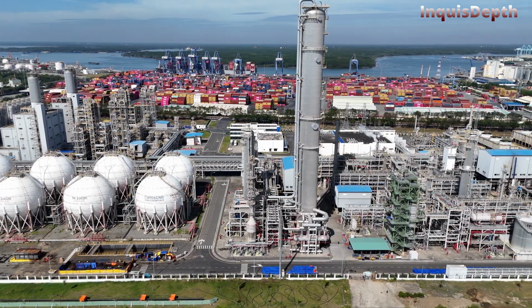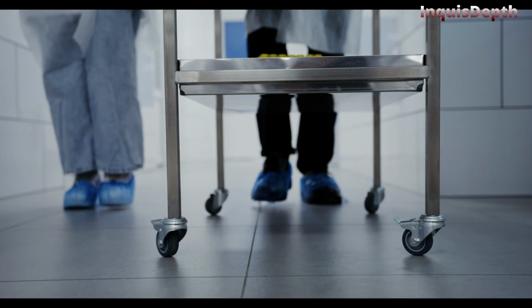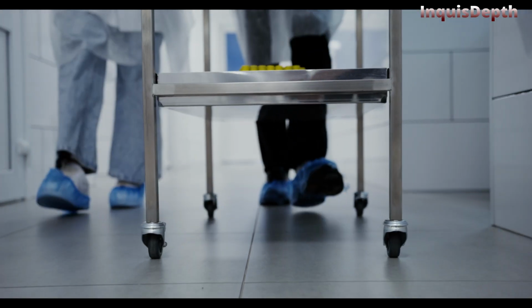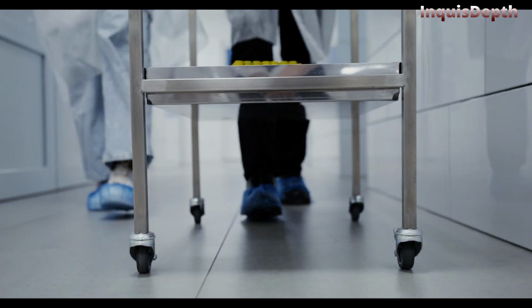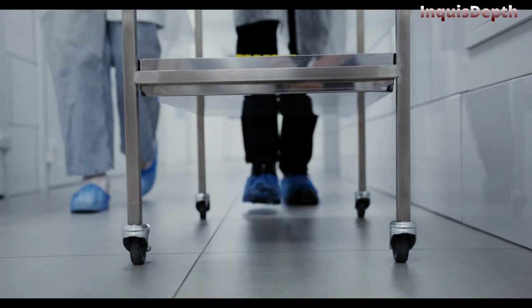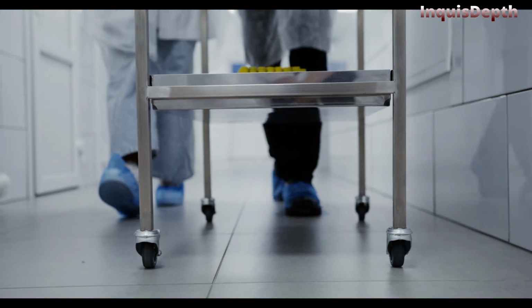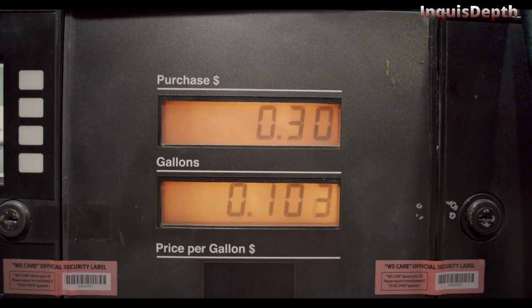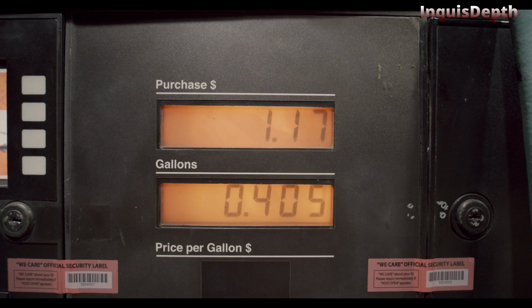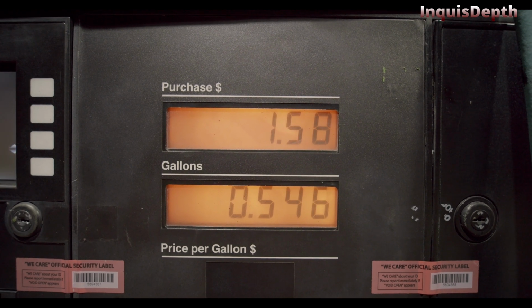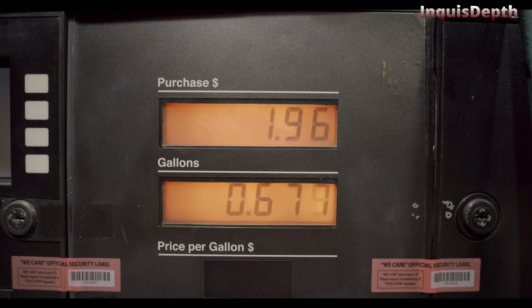One striking example is the 2020 COVID-19 pandemic. With lockdowns shutting down travel and industries worldwide, demand for oil plummeted to historic lows. In fact, at one point, oil prices turned negative. Producers were paying buyers to take excess oil off their hands because there wasn't enough storage capacity for the surplus supply.